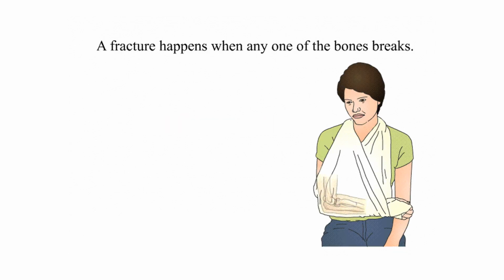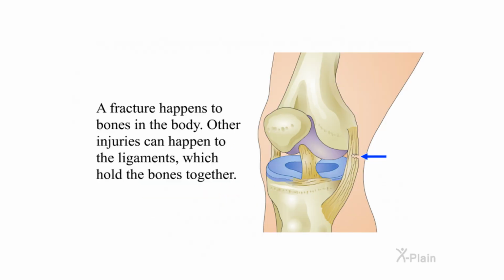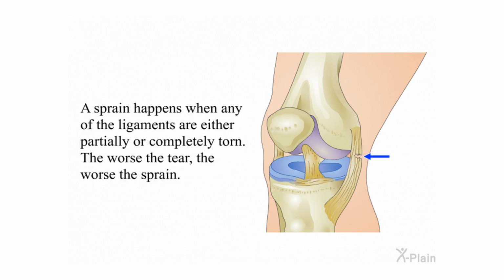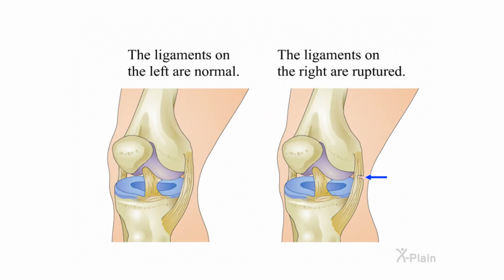Fractures and sprains. A fracture happens when any one of the bones breaks. A fracture happens to bones in the body. Other injuries can happen to the ligaments, which hold the bones together. A sprain happens when any of the ligaments are either partially or completely torn. The worse the tear, the worse the sprain. The ligaments on the left are normal. The ligaments on the right are ruptured.